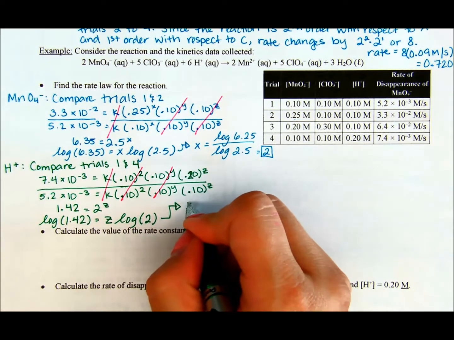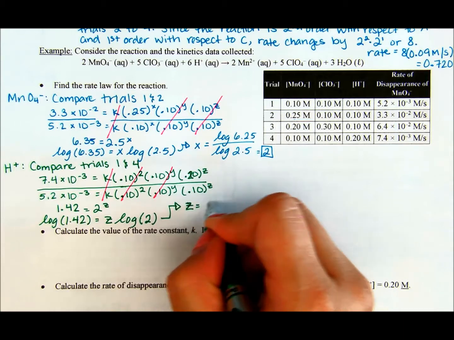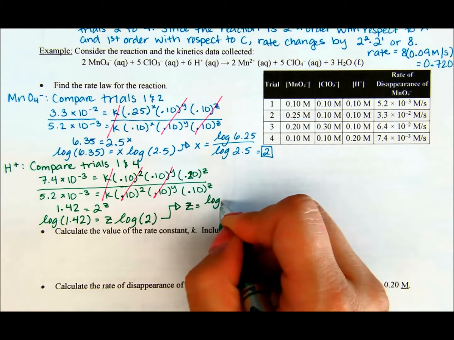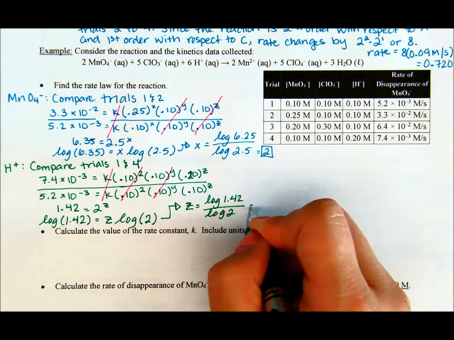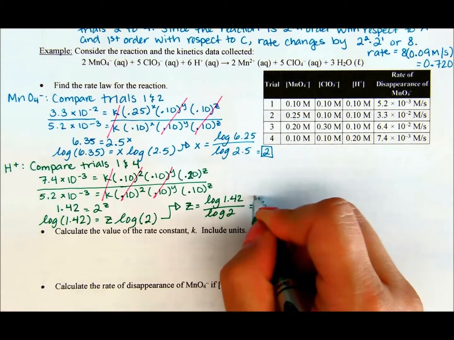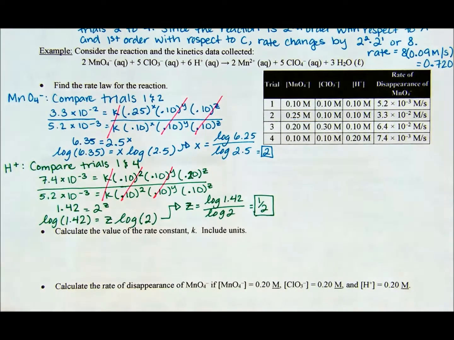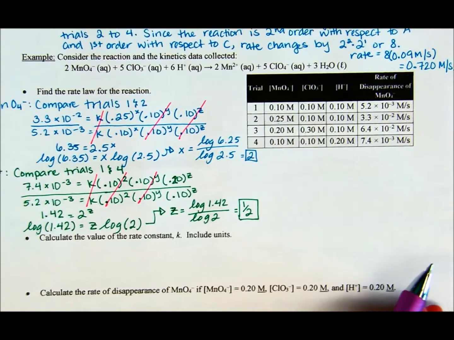Rearranging that over here, our z equals log 1.42 over log 2. And plugging that in gives you 1/2. So that exponent is 1/2. So your exponents definitely can be fractions there. Don't shy away from the fractions.